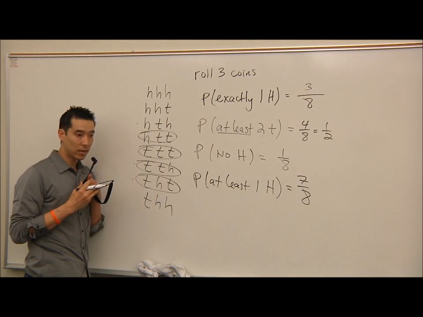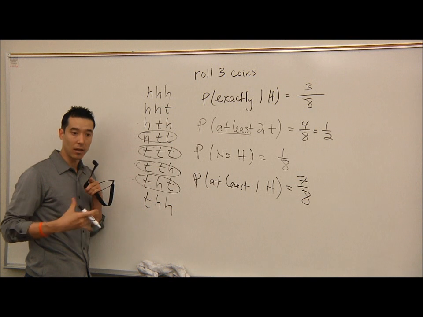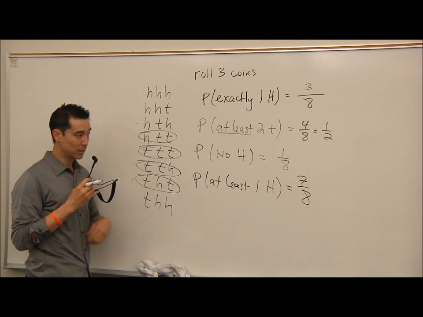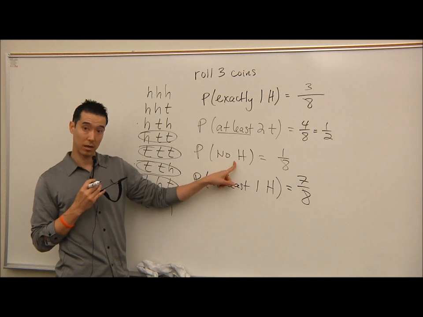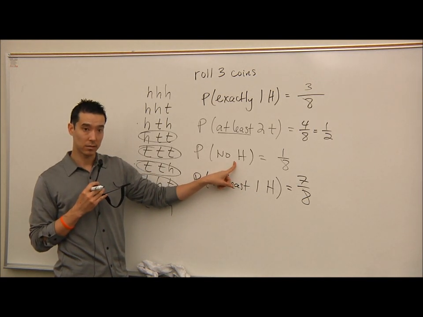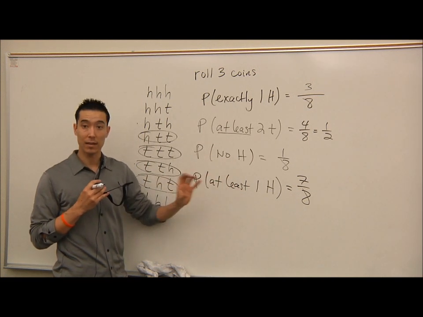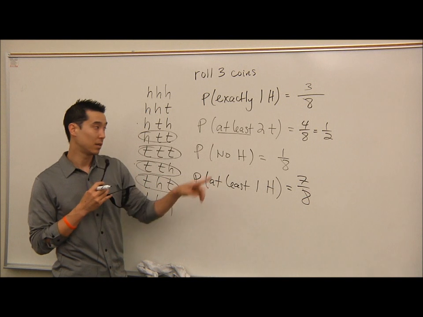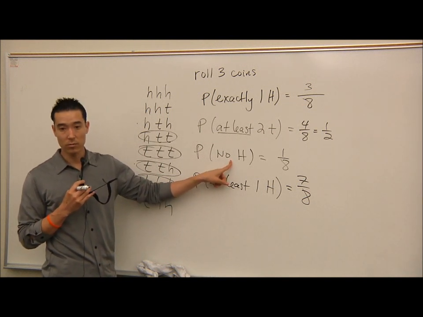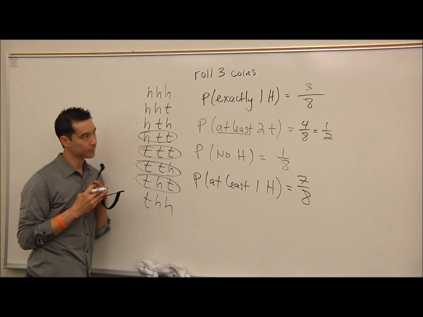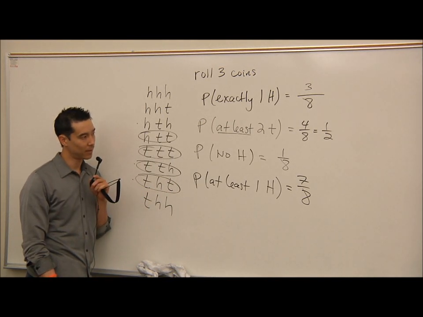One thing that I want you guys to know, because this comes up a lot when we do probability questions, is at least 1 and none are complements. Okay? These are opposites. The opposite of at least one, which is one or more, is none. Okay? So please make a note of that in your notes, because that comes up all the time. All right?